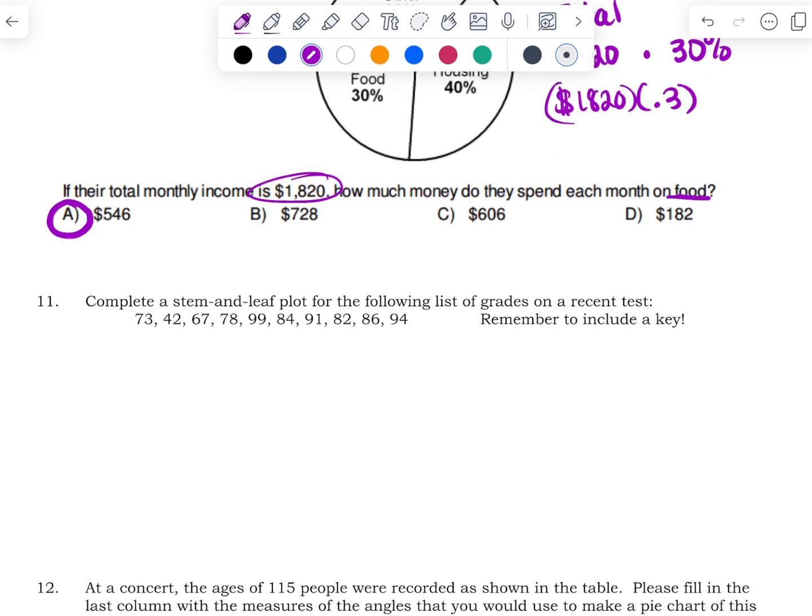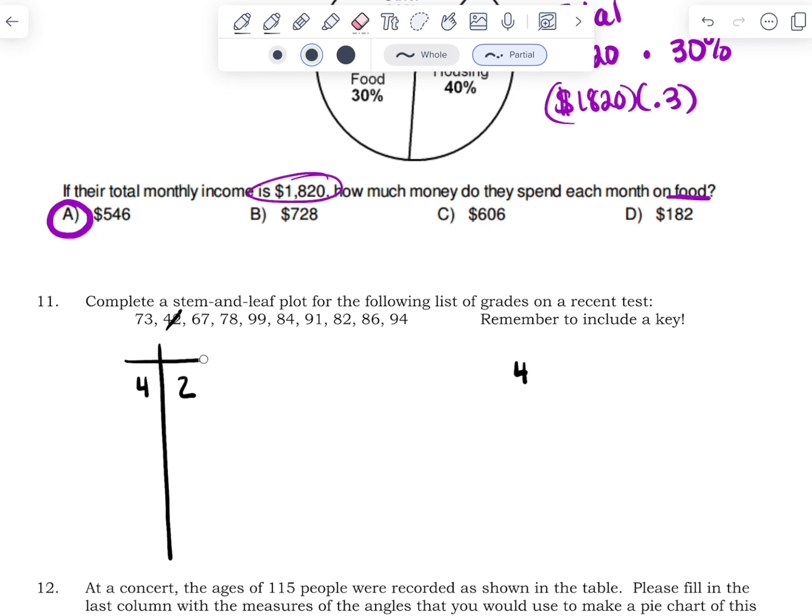All right. Complete a stem and leaf plot for the following list of grades on a recent test. Remember that a stem and leaf plot means you have a line of data, and you're going to put the data in order. We're going to start with the smallest, so it looks like 42. And I guess we really don't need this line now that I'm thinking about it. We just need one line going down.